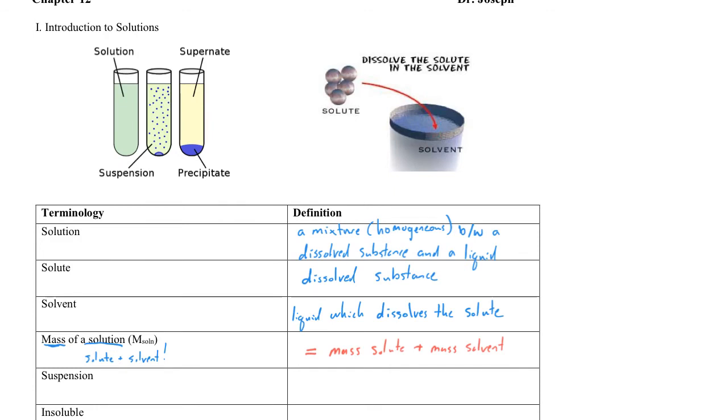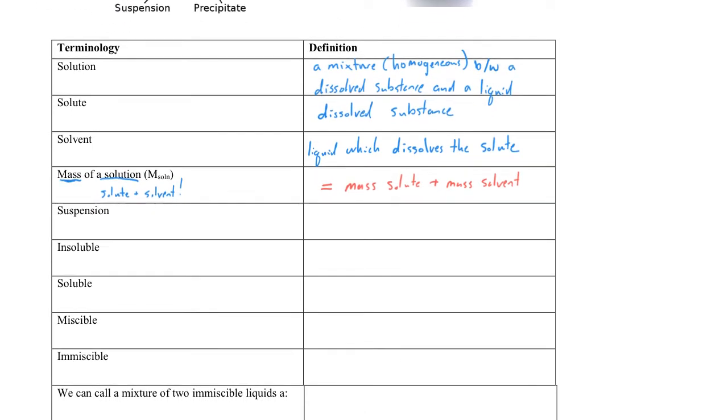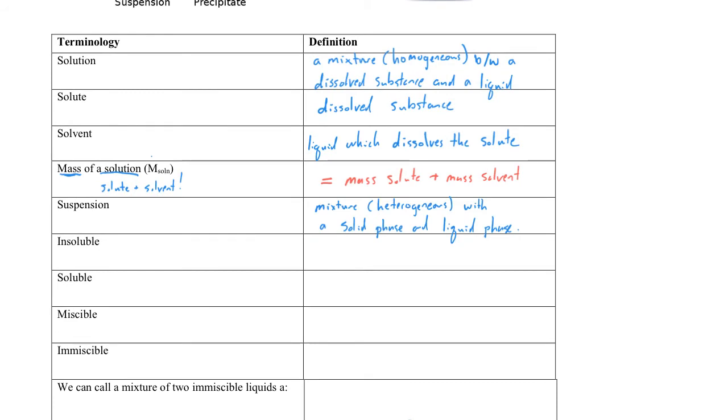Now, sometimes a particular solute does not completely dissolve in the solvent. In this case, we don't have a solution necessarily. We have what we call a suspension. A suspension is a heterogeneous mixture between a solid phase and a liquid phase.